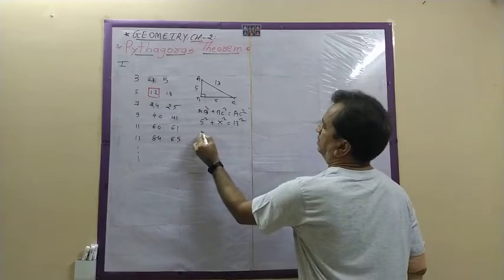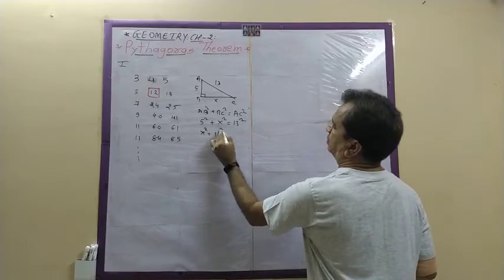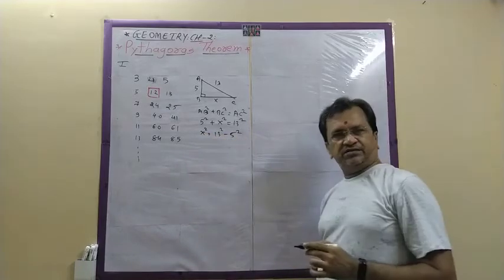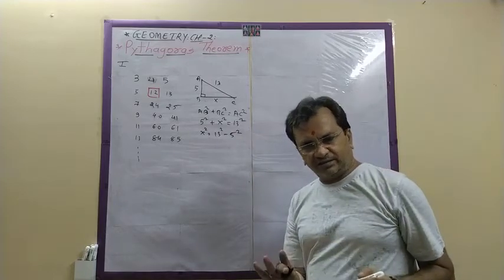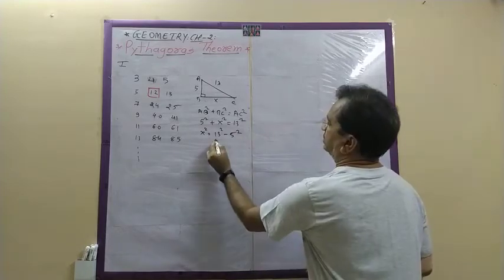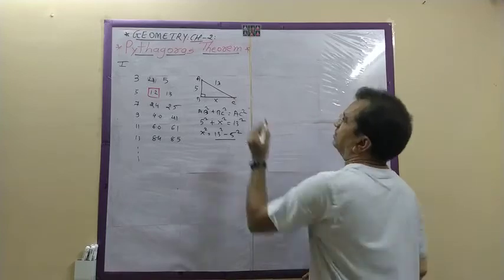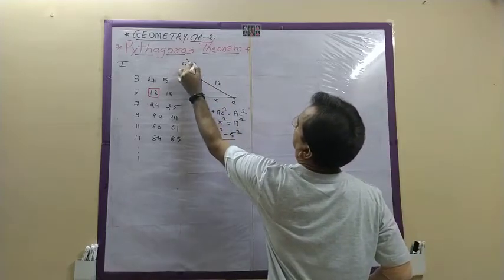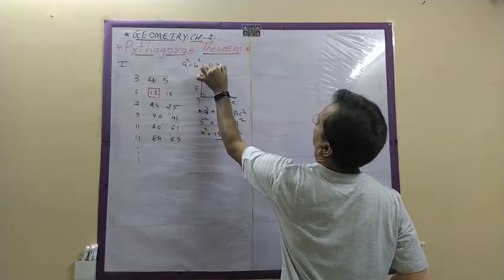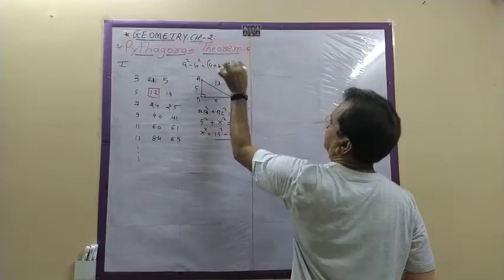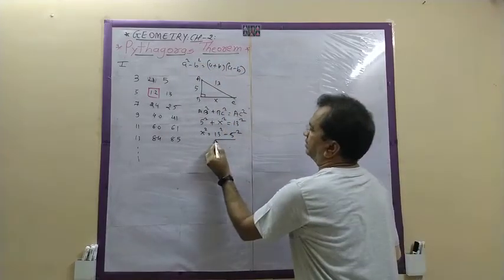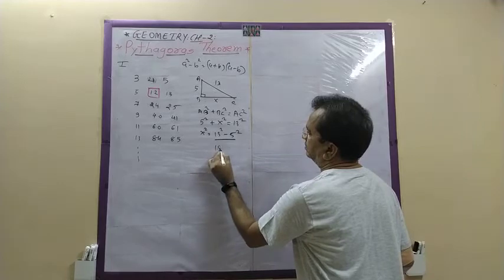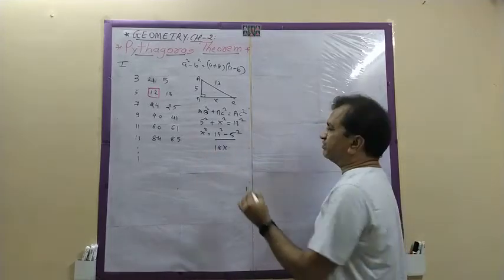Now, what do you have to do? X square is equal to 13 square minus 5 square. Don't make the squares. Next, A square minus B square is equal to A plus B times A minus B. Like that: 13 plus 5, 13 minus 5.